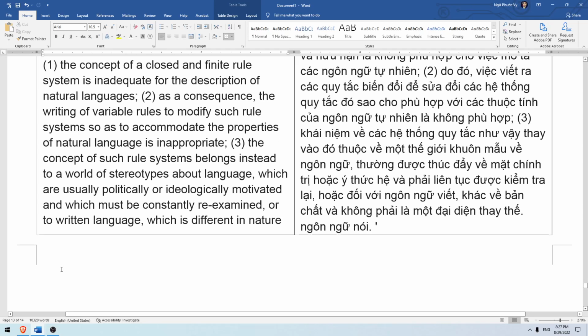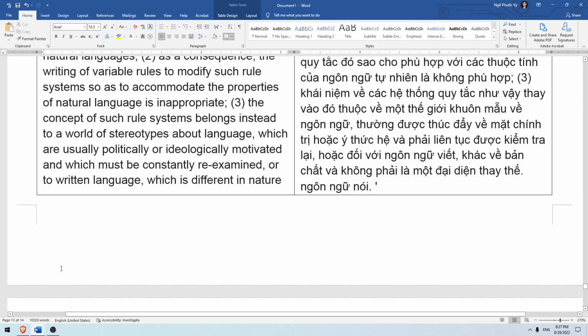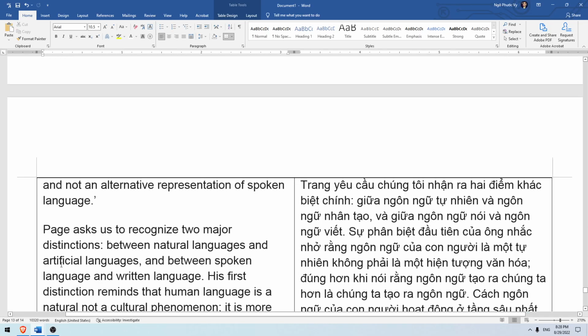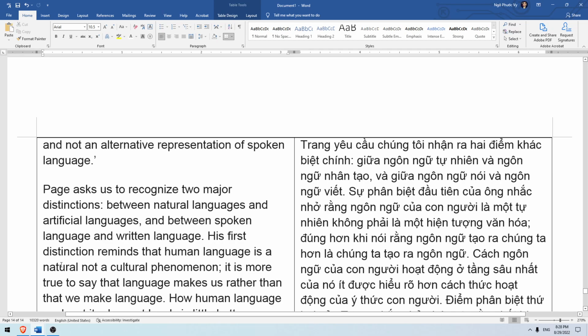Two, as a consequence, the writing of variable rules to modify such rule systems so as to accommodate the properties of natural language is inappropriate. Three, the concept of such rule systems belongs instead to a world of stereotypes about language, which are usually politically or ideologically motivated and which must be constantly re-examined, or to written language, which is different in nature and not an alternative representation of spoken language.